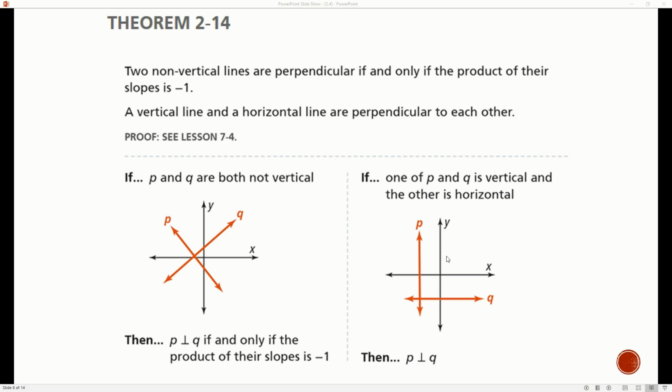A vertical line and a horizontal line are perpendicular to each other. We have to make that distinction because you can't multiply undefined by 0 to get -1. And that's why earlier we also couldn't say that our slope is undefined. We just understand it to be undefined because we can't divide by 0, but we can't actually do any operations with that. So a horizontal and a vertical line by definition are perpendicular.